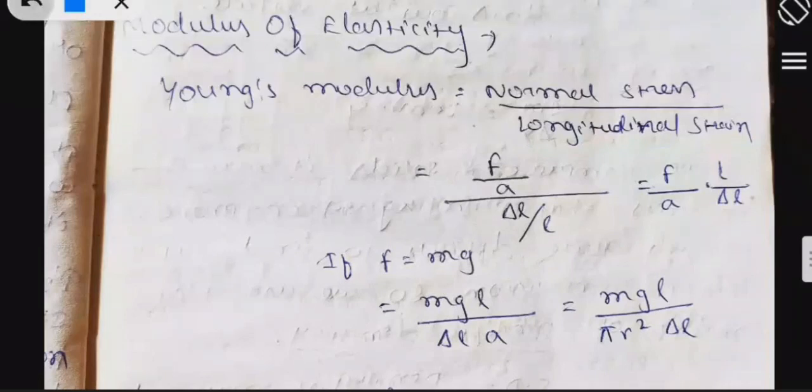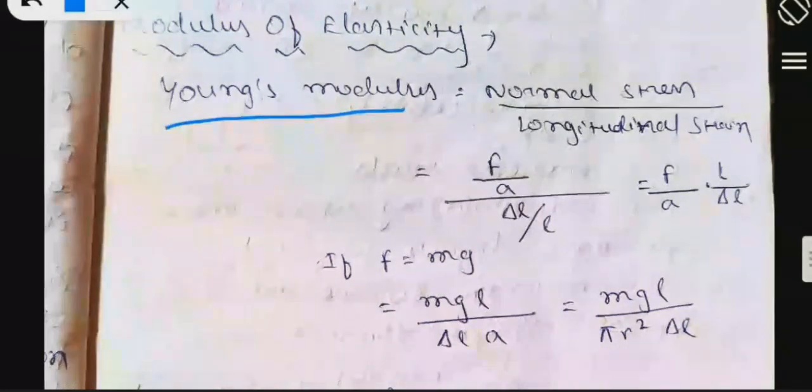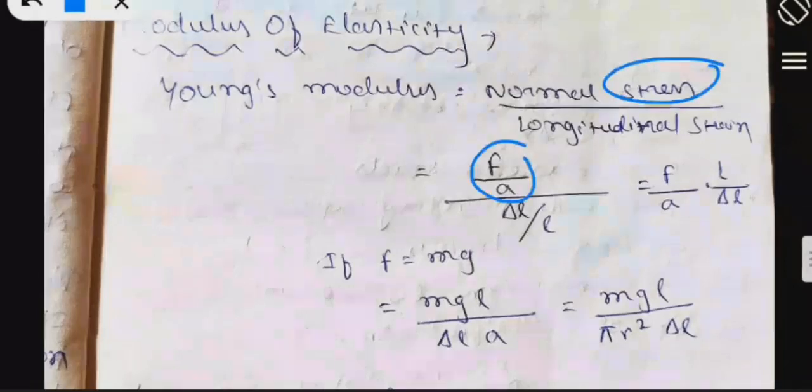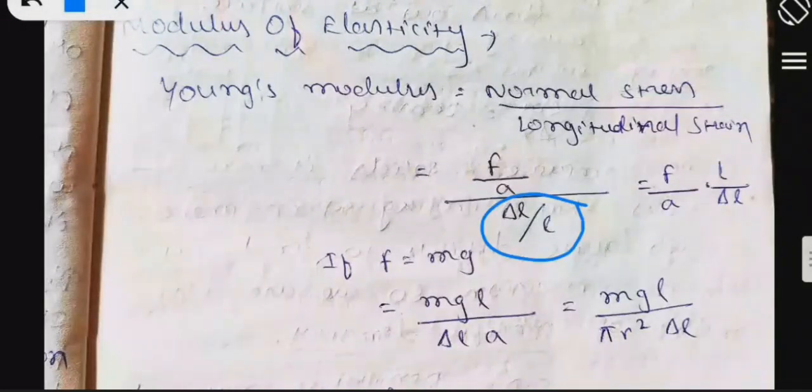The formula is already a derived formula, or you can say a practical formula. There is no derivation for it. So Young's modulus is what? Normal stress to your longitudinal strain. What is normal stress? The stress formula is F upon A, force per unit area. And what is longitudinal strain? Longitudinal strain is delta L upon L.